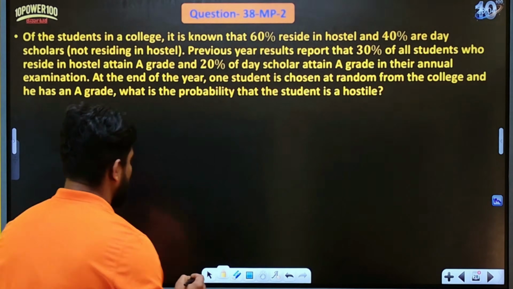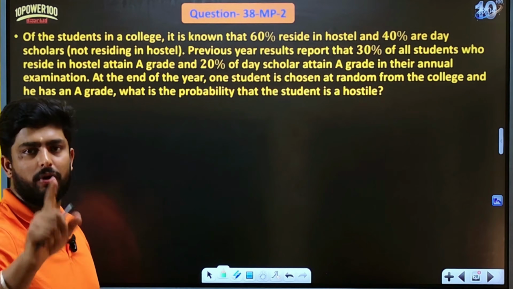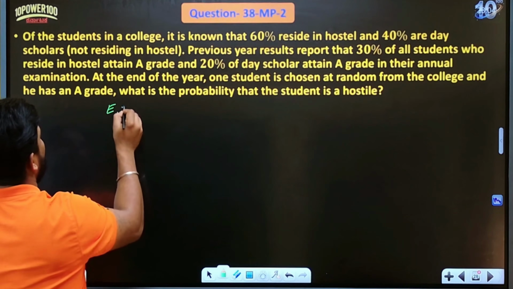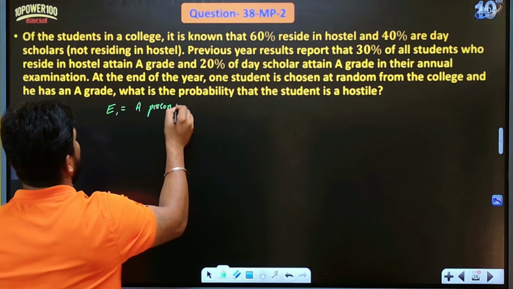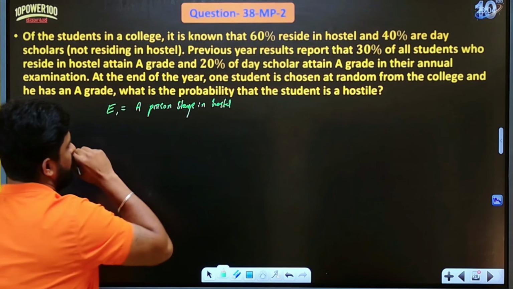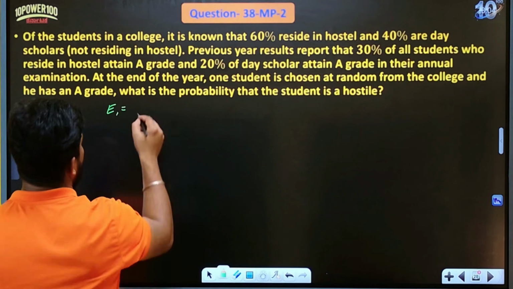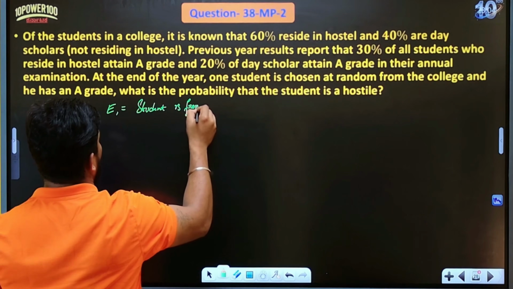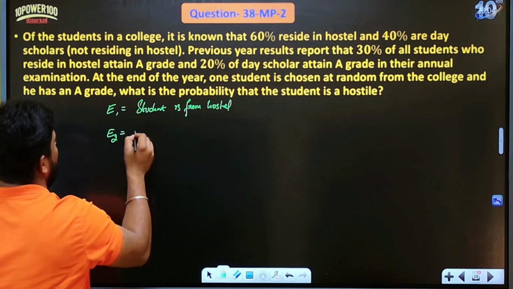Simple one. So let's not worry, I will tell it simply. So just watch this. Now we are talking about hostellers and day scholars, right? So event E1 is equal to a person who stays in hostel. Student is from hostel, we can take it like that. Okay, student is from hostel.